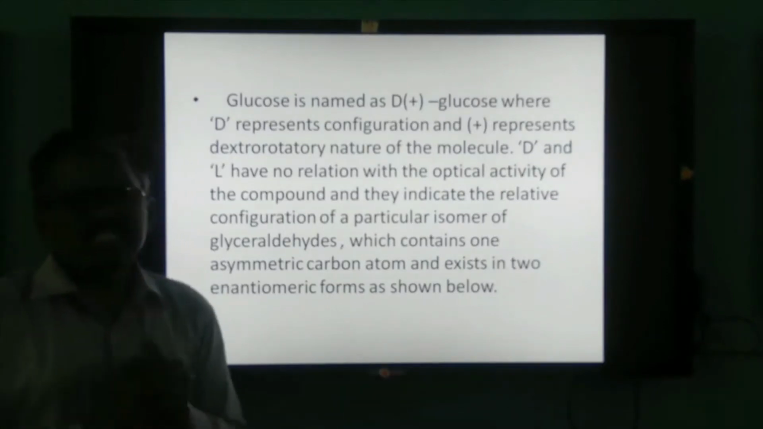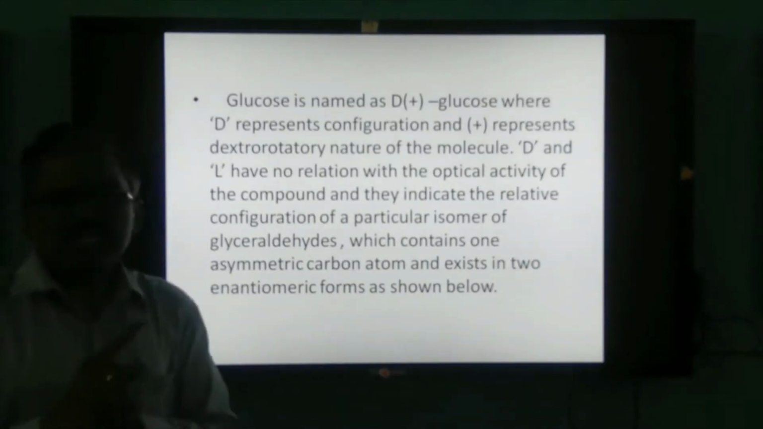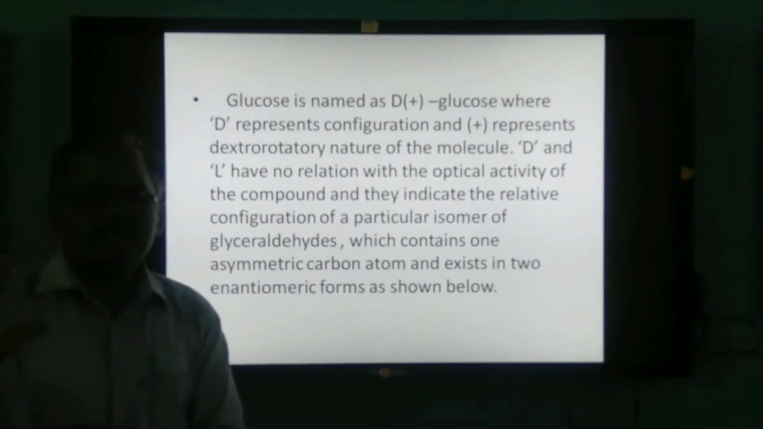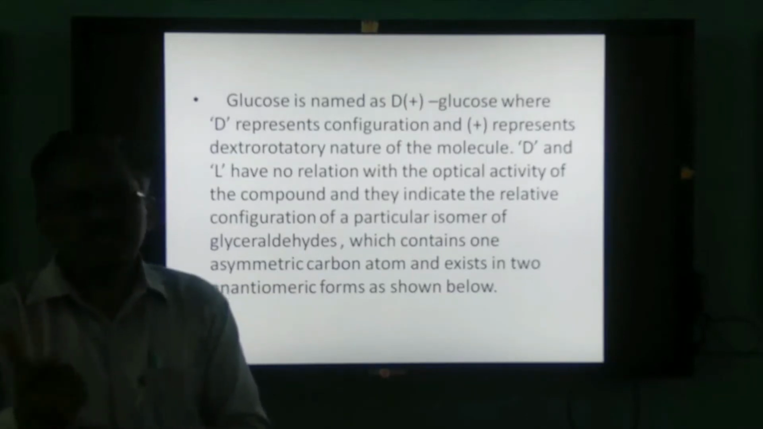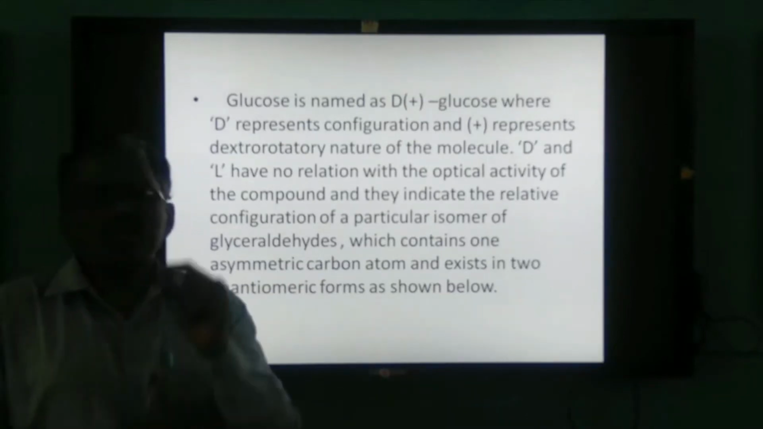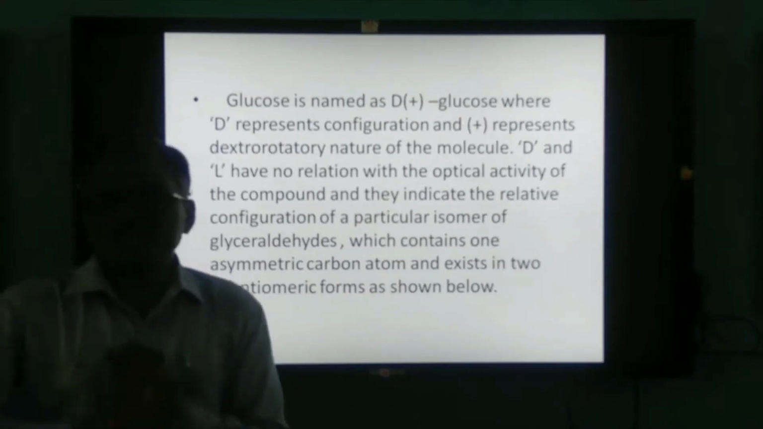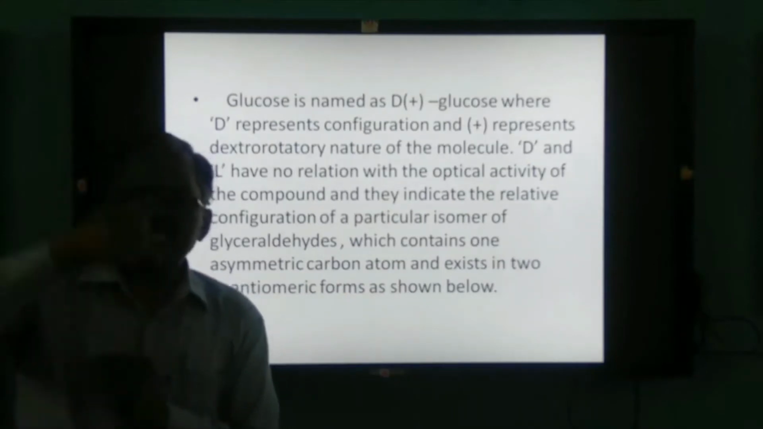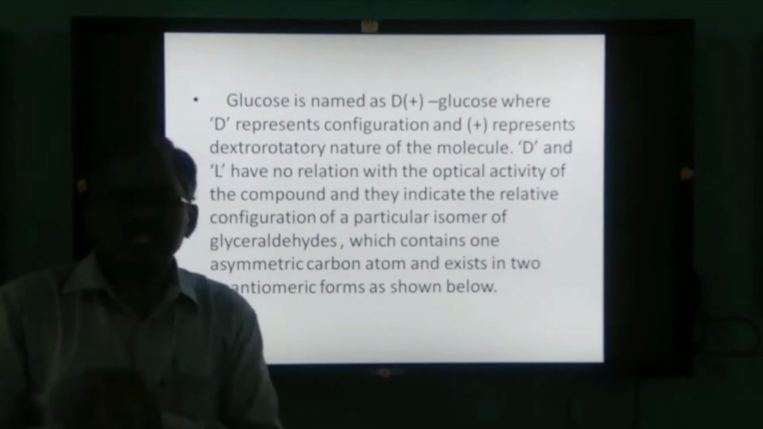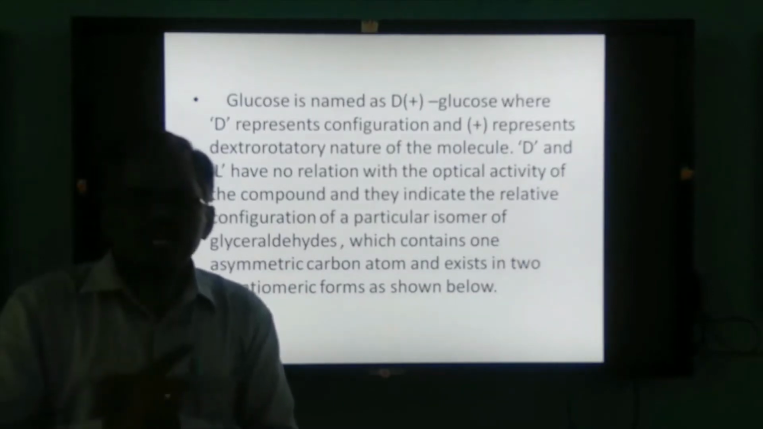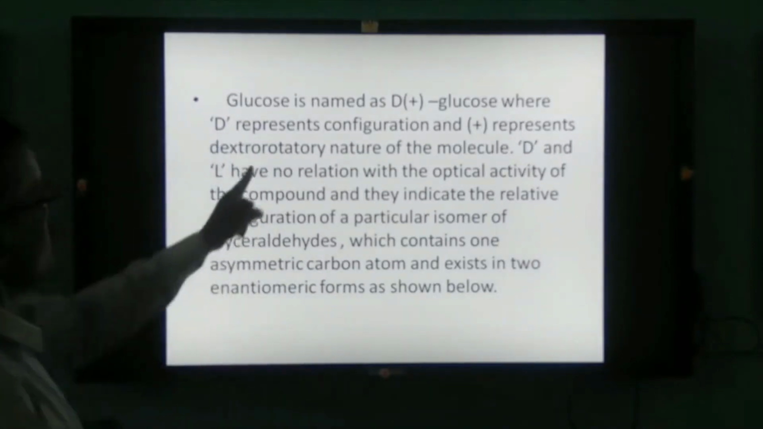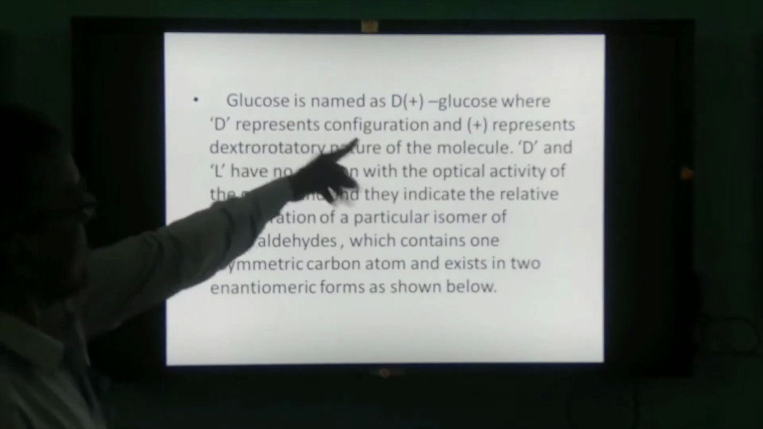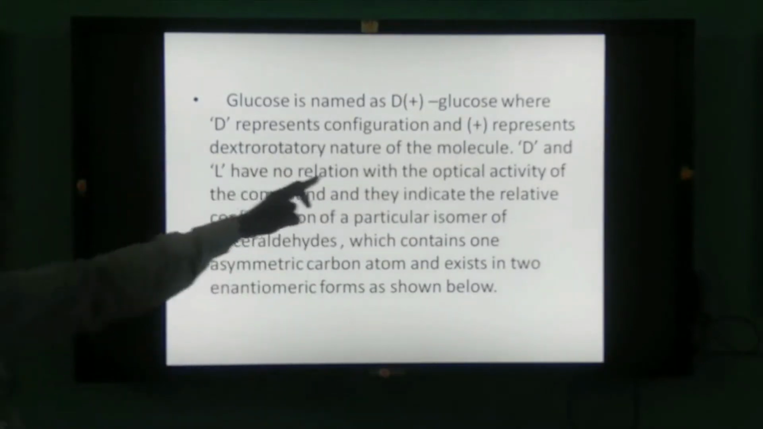We will come to know that by taking one example, glyceraldehyde. So capital D and small d are quite different. Capital D has nothing to do with the dextrorotatory nature. Dextrorotatory is denoted by the symbol small d, which rotates the plane polarized light towards the right side. Such compounds we call dextrorotatory, denoted by small d before the name of the compound. So capital D represents the configuration and plus represents the dextrorotatory nature of the molecule.